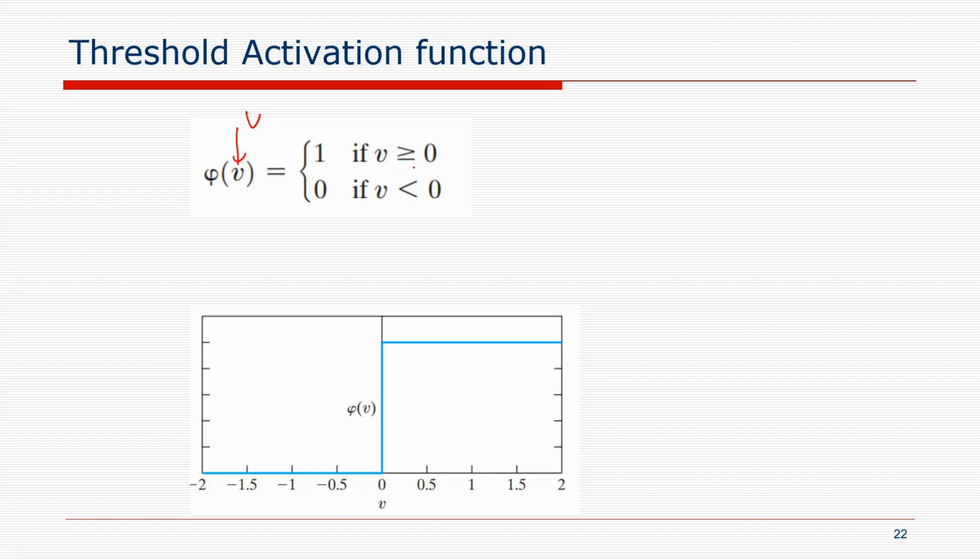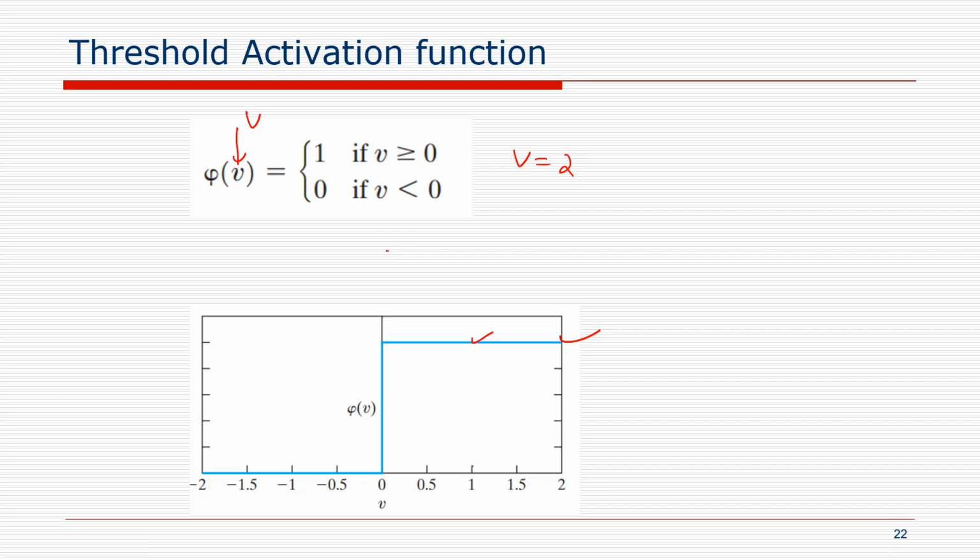What it tells us is, if V is greater than or equal to 0, output 1. If V is 2, then the output is 1 only. If V is 1, then the output is also 1. If it is greater than or equal to 0, it is 1. But if Vk takes a value less than 0, it squeezes to 0, whether it is -1, -1.5, anything, it squeezes to 0.